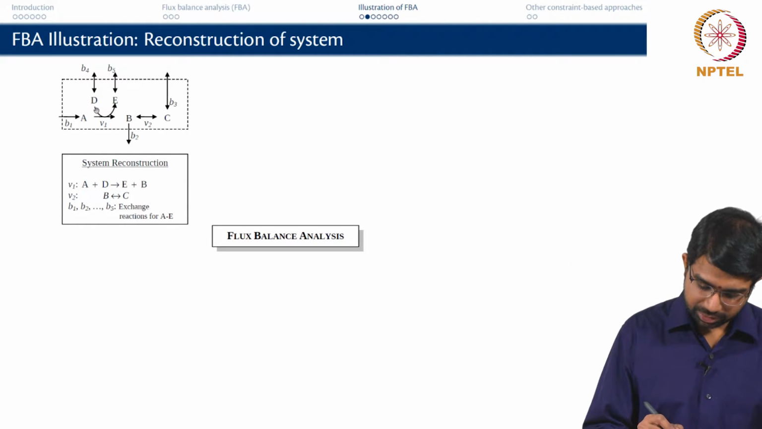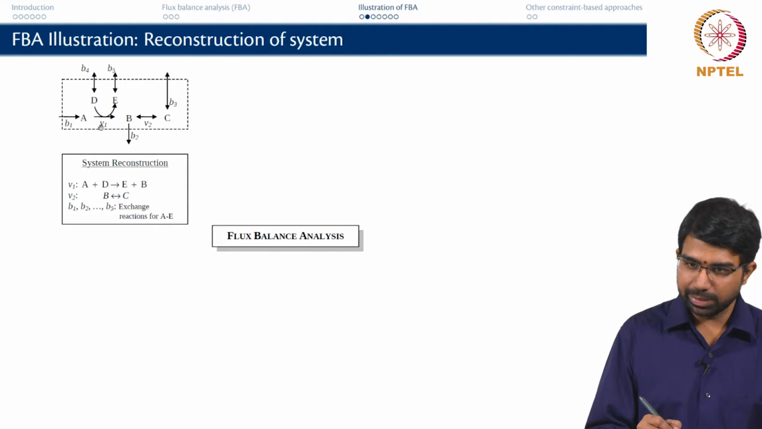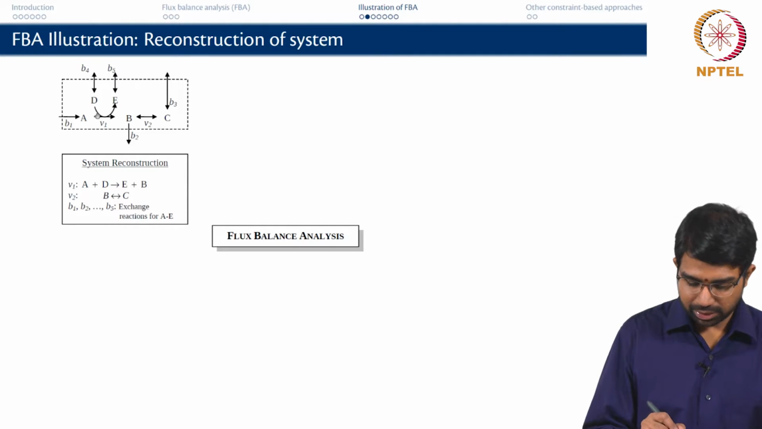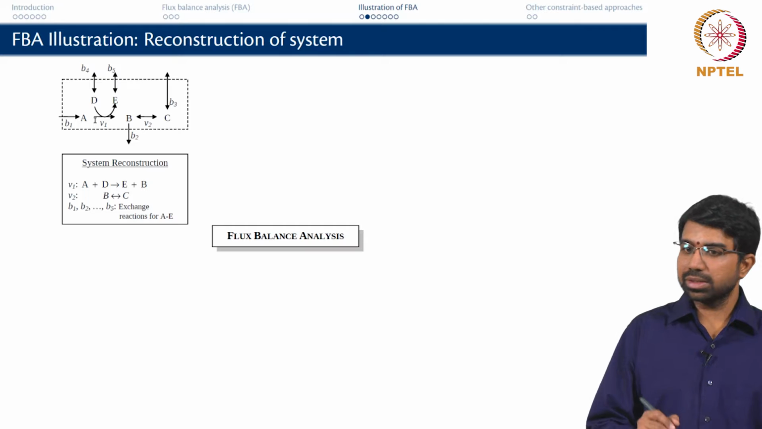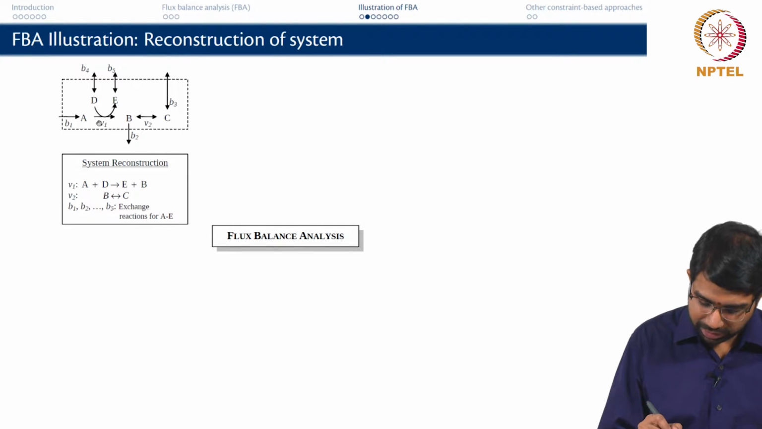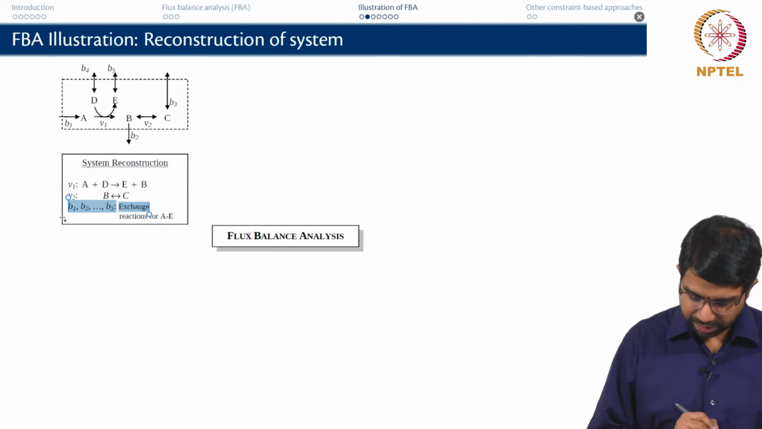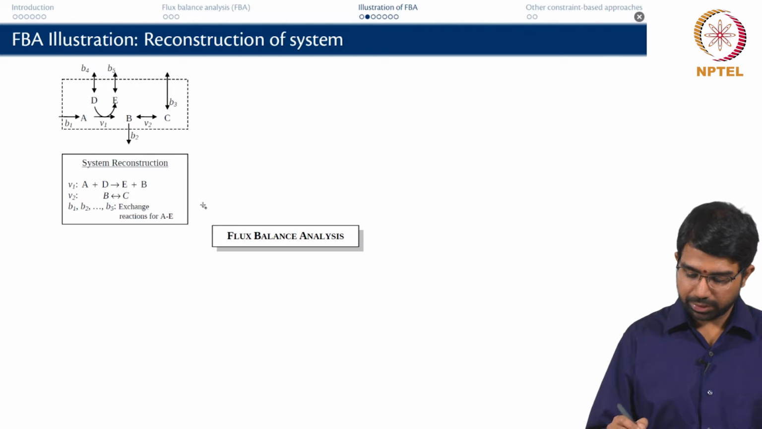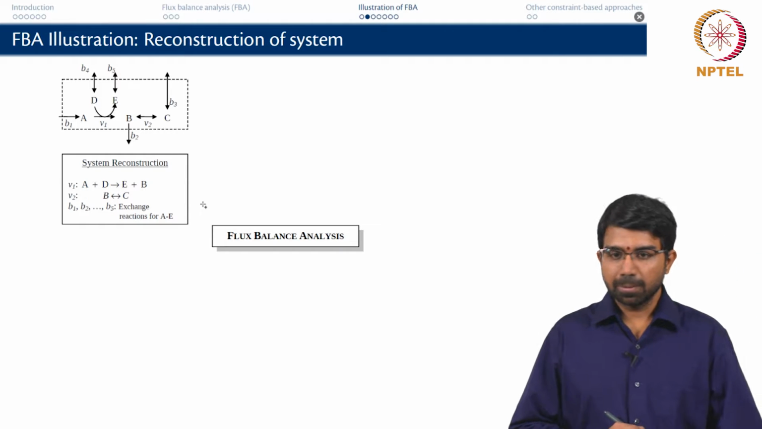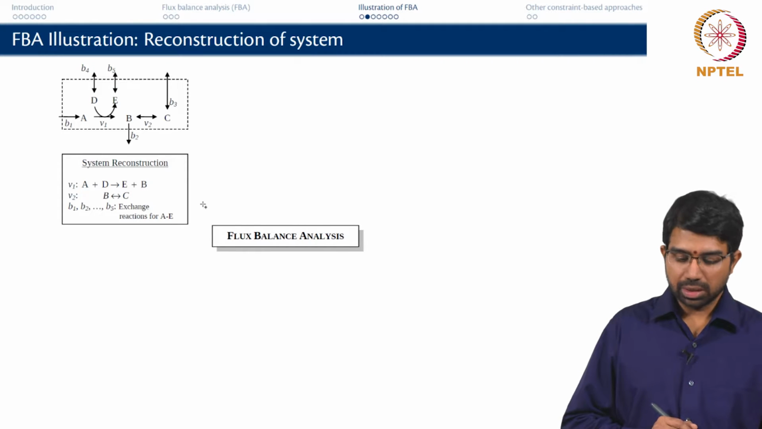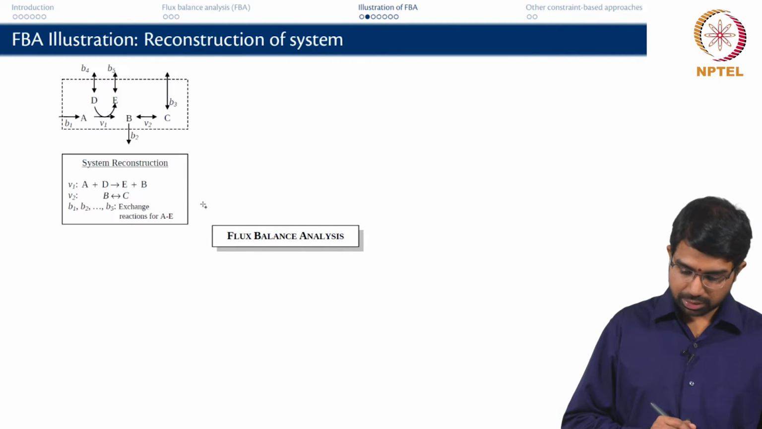This is one reaction, right? It is basically A plus D giving E plus B. This is how you normally write in biochemistry, right? ATP becoming ADP or something like that. So that makes it 7, right? So, you have two internal reactions, v1 and v2, and you have a bunch of exchange reactions, b2 to b5. Fair enough? So, the stoichiometric matrix will therefore be 5 cross 7 and it will look like this.